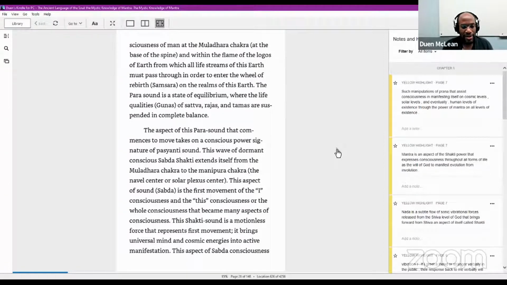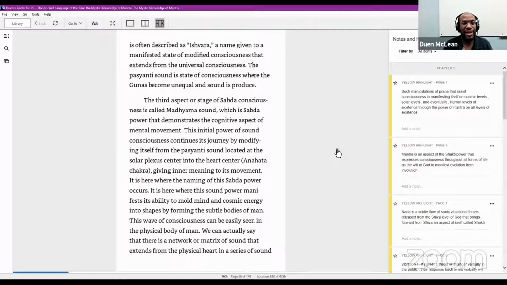This Shakti sound is a motionless force that represents first movement. It brings universal mind and cosmic energies into active manifestation. This aspect of Sabda consciousness is often described as Ishvara, a name given to a manifested state of modified consciousness that extends from the universal consciousness. The Pasyanti sound is a state of consciousness where the gunas become unequal and sound is produced.